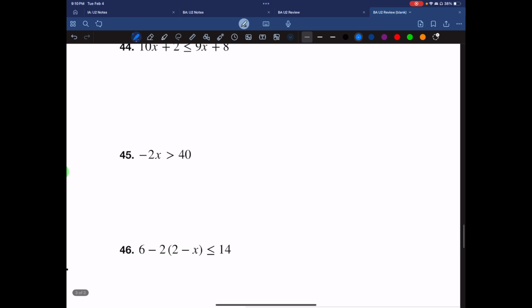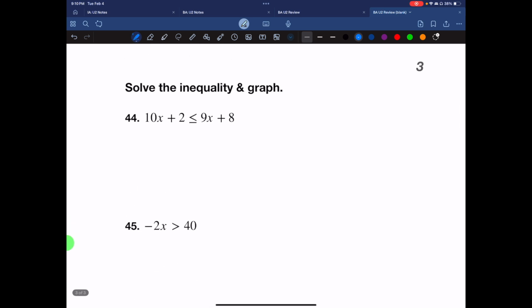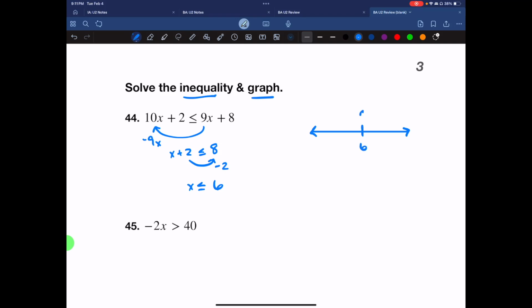44. Okay. Here, I have to do a little work first. I'm going to do just like I would in an equation. I'm going to subtract the 9x. That's going to be x plus 2 less than or equal to 8. I'm going to move the 2 over by subtraction. That's going to be x is less than or equal to 6. So here, I'm just going to provide the inequality and the graph. I got the inequality. Time for the graph. I got 6, closed circle, shade to the left.